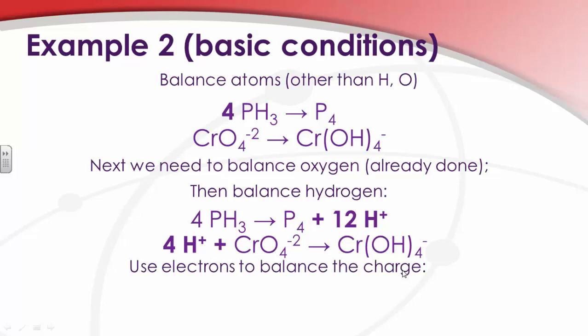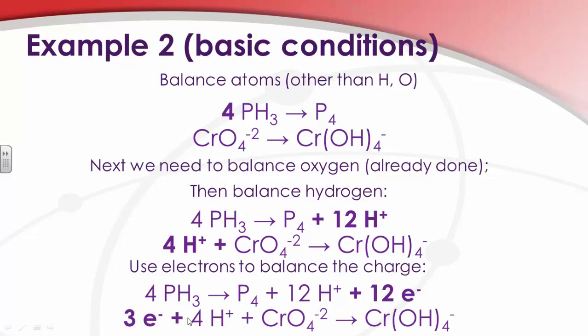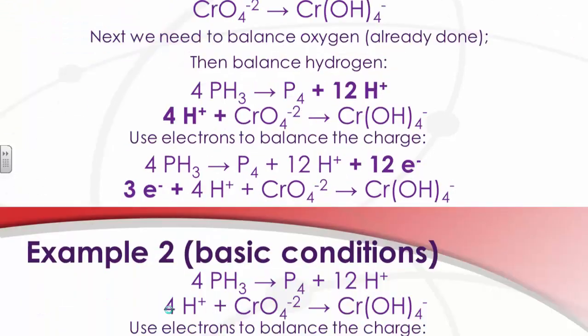Finally, we use electrons to balance the charge. So up top, we have 0 going to +12. So we're going to need to add 12 electrons there. And then we have +4 -2 is +2, going to -1. We're going to need 3 electrons there, right? Okay, so now our electrons are balanced.